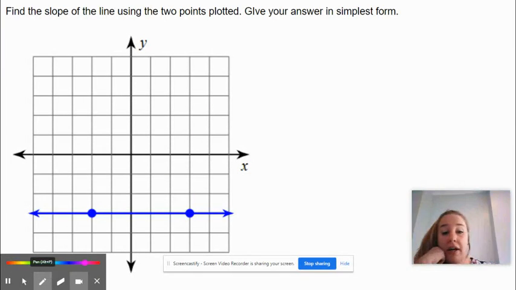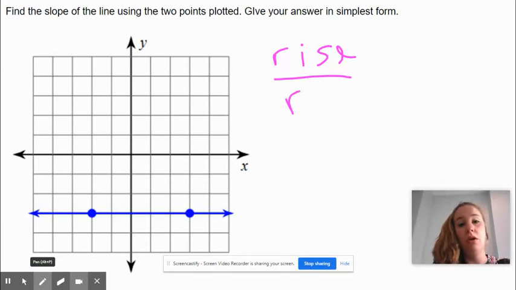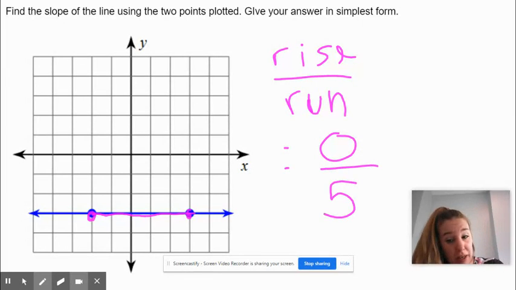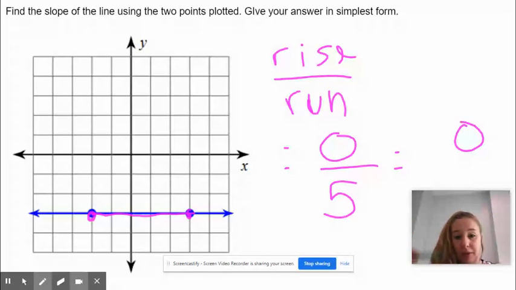Okay, so for one like this, make a prediction. 0, right? I'm going to explain why. Your slope, your rise over run: if I was going from here to here, how much do I rise? I rise no units. But if I'm running 1, 2, 3, 4, 5, 0 divided by 5 is 0, which is why any horizontal slope is 0, because you're not rising anywhere.